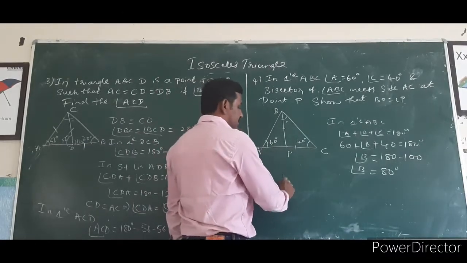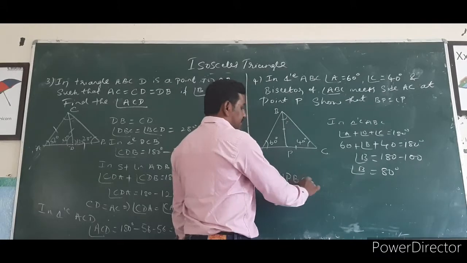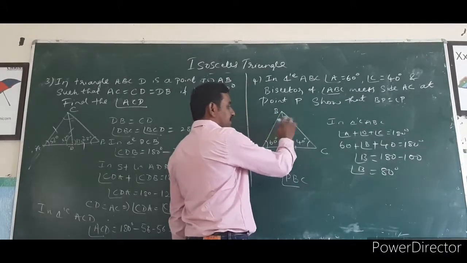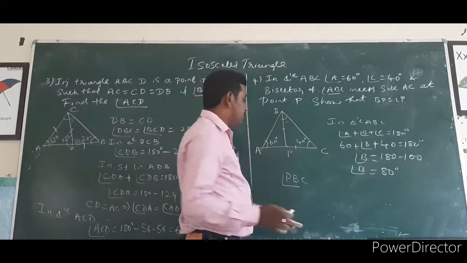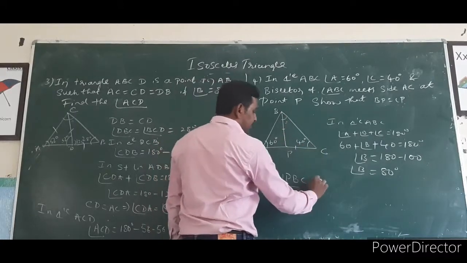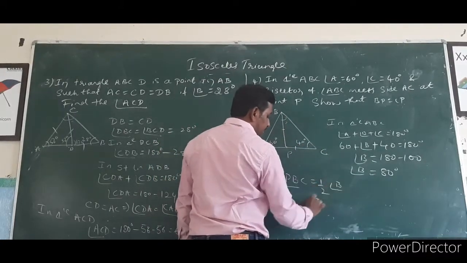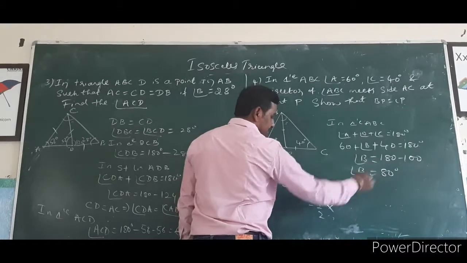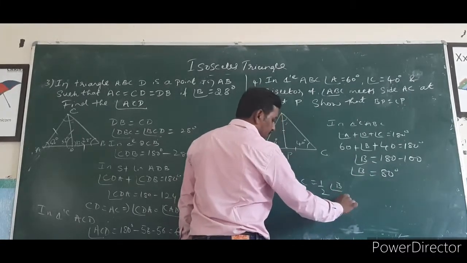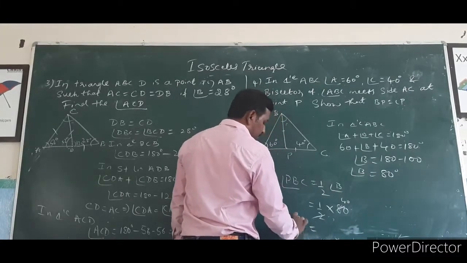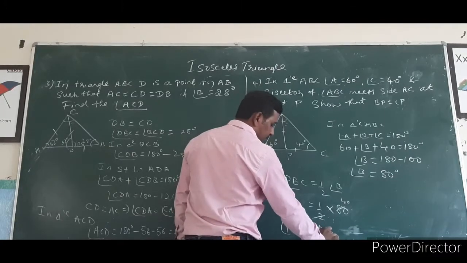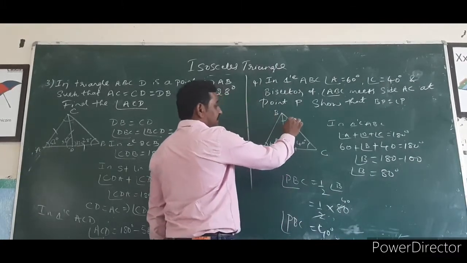So BP is the bisector of angle B. So that means B divides equally into two parts. That means PBC is equal to half of angle B. Half of angle B means 80, two 40s are 80. So what about PBC? 40 degree. So this angle is 40.